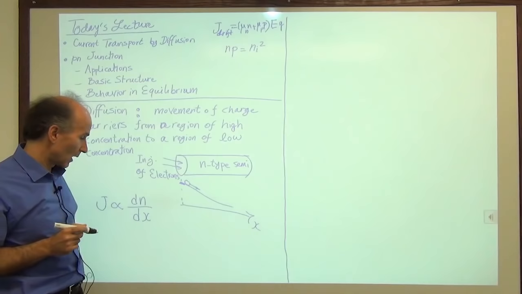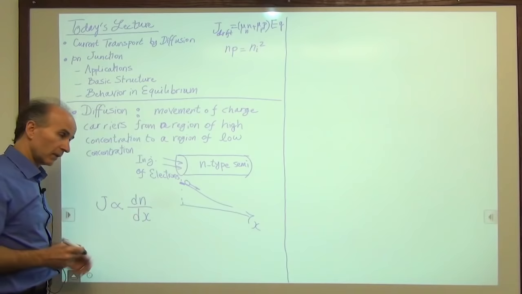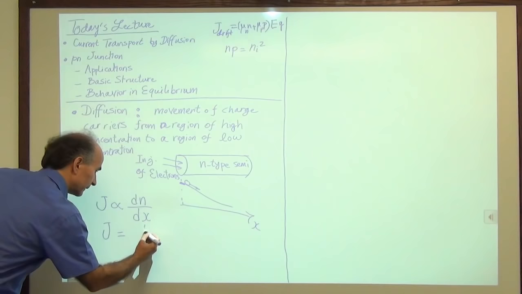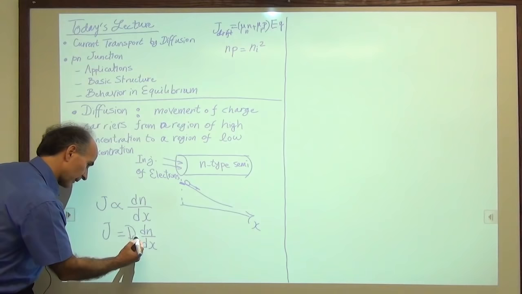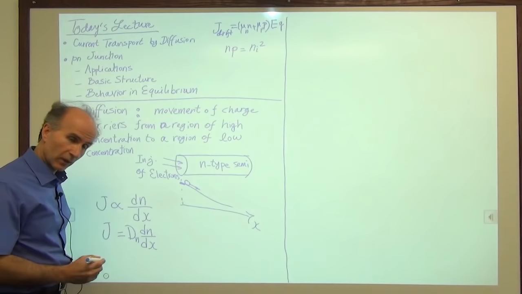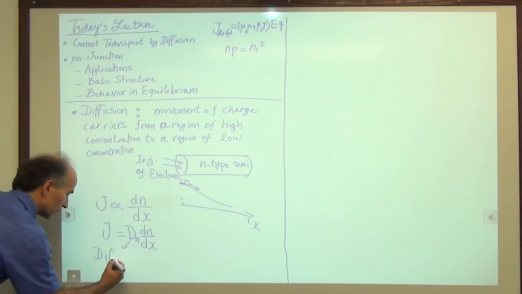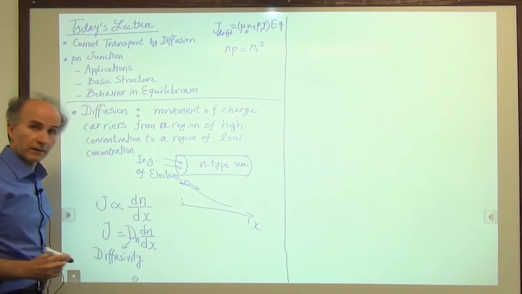Okay. All right, so then how do we write this as an equation? Well, we say it has to be equal to dN over dx, and then some proportionality factor, again, to get the units right, and we call this D sub n. D sub n is called the diffusivity of electrons.